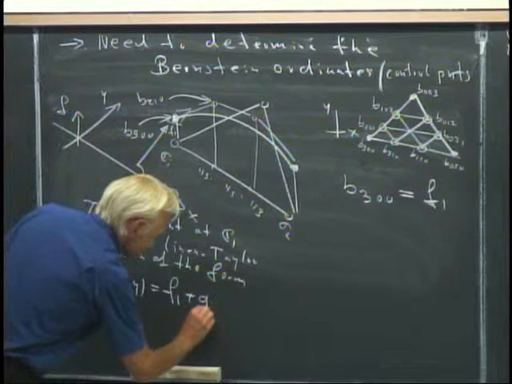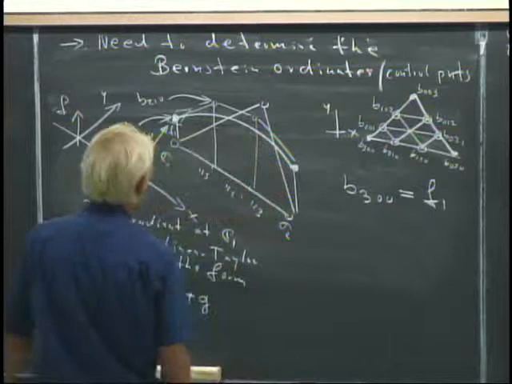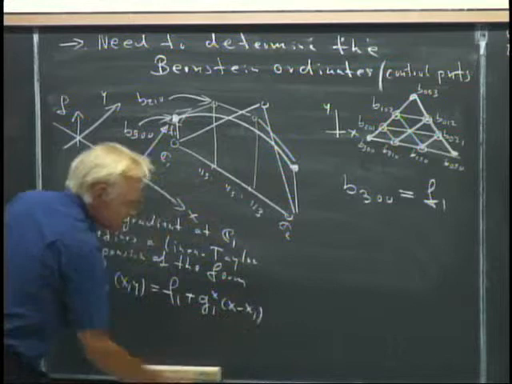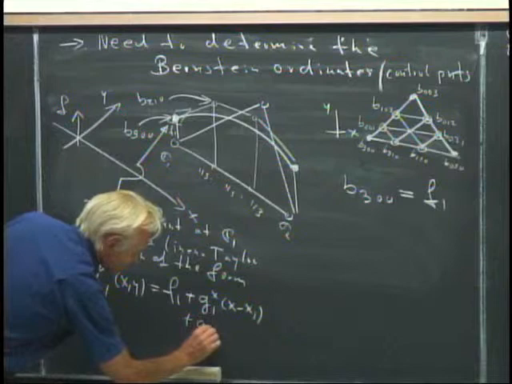That is the gradient, right? Did I call it, where did I say? Index i is the lower one. Okay, so this is gradient 1, the x component, times x minus x1, plus the slope in the y direction, times y minus y1.